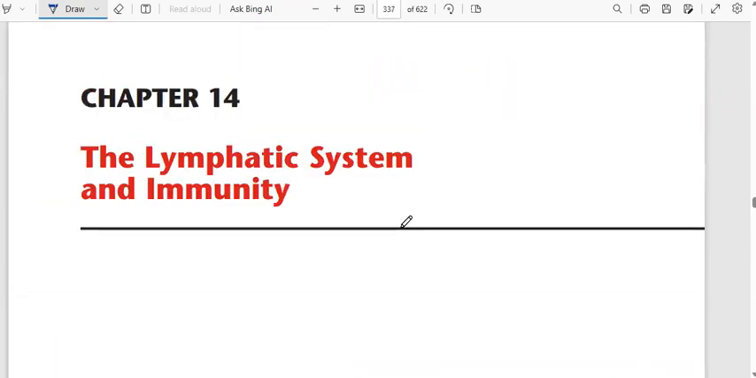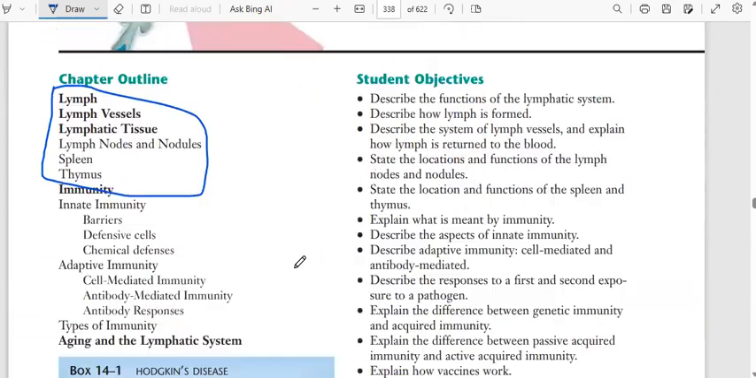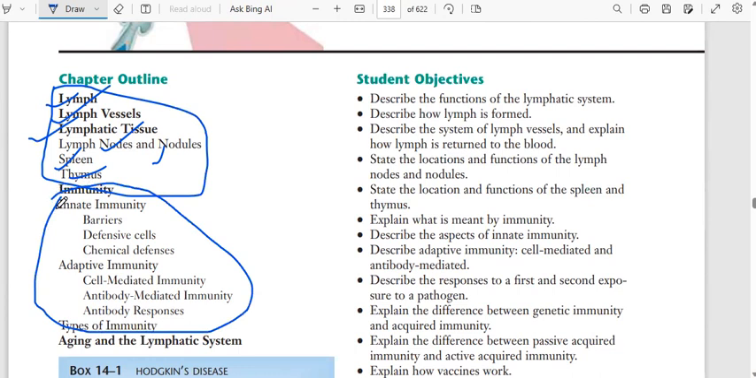So today we are going to start the lymphatic system and immunity. In this we have this syllabus. Lymph, we will talk about what is lymph, vessels, lymphatic tissue, lymph nodes, nodules, spleen, thymus. And the other topic is immunity. So two topics are there. One is about the lymphatic system and another one is immunity.